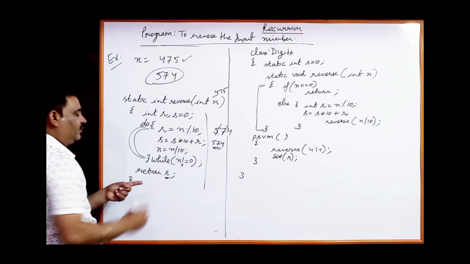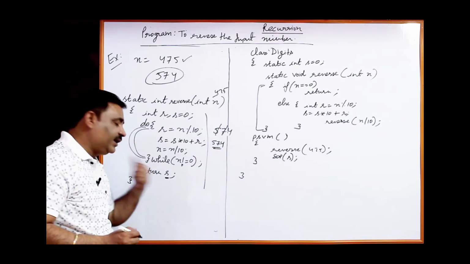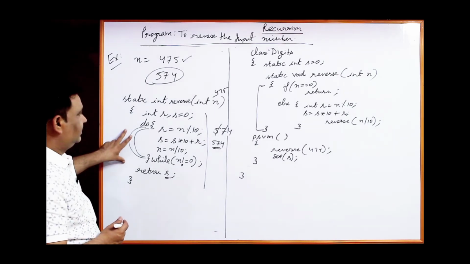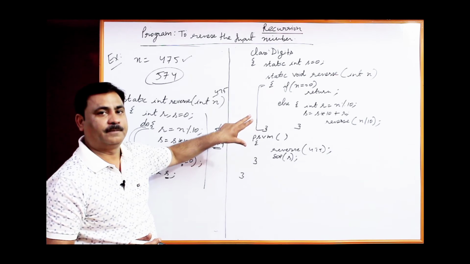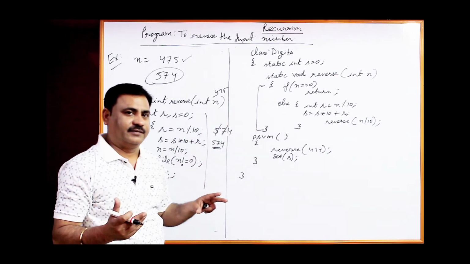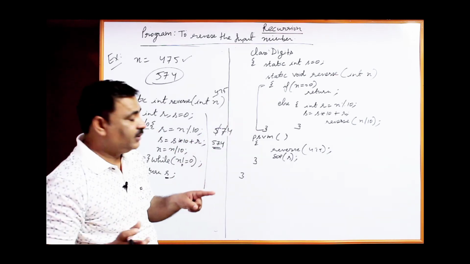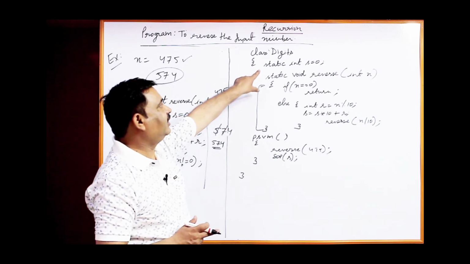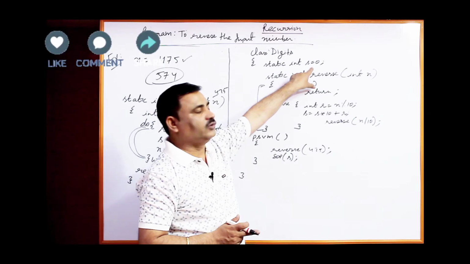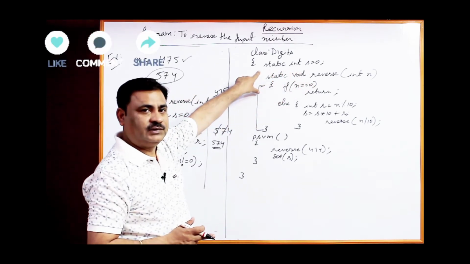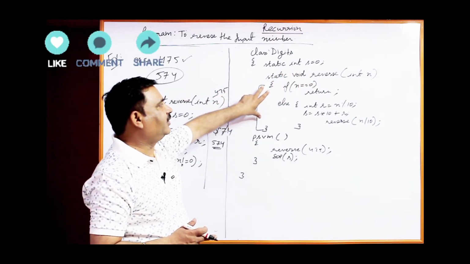So finally the reverse of the number will be returned. This is the non-recursive technique. Now using recursion, there are two methods to make it. This time I am going to explain by taking one external or global variable in the body of the class, int S equal to 0, which is static. This variable can be used in any function.